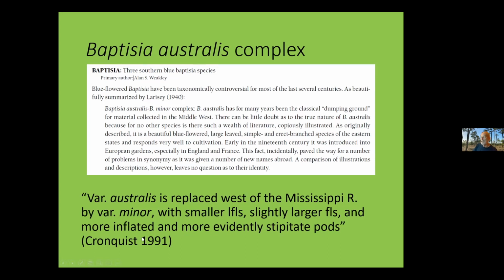So Cronquist in 1991, again, treated these at varietal rank sort of grudgingly. He didn't mention aberrans, which was in his range, but he treated australis and minor as varieties, contrary to Laracy's monograph in 1940. And he wrote, "var. australis is replaced west of the Mississippi River by var. minor with smaller leaflets, slightly larger flowers, and more inflated and more evidently stipitate pods." A number of morphological differences, as well as the geography.